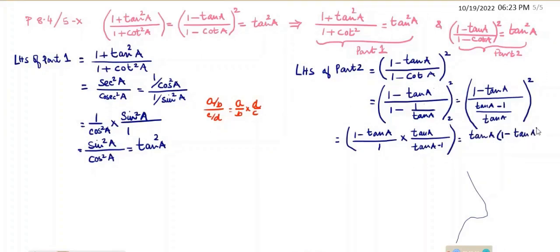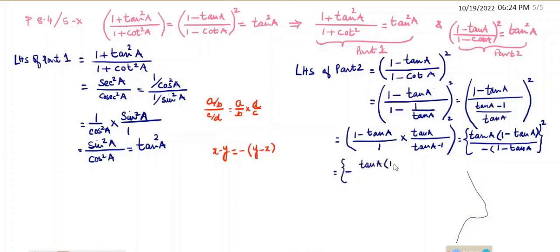Rewriting the terms, tan A, 1 minus tan A divided by tan A minus 1. Note that we have taken minus common in the denominator. So we know that when minus is taken common from an expression, the positive terms of the expression become negative and negative terms become positive. So we have the square of minus tan A, 1 minus tan A divided by 1 minus tan A.